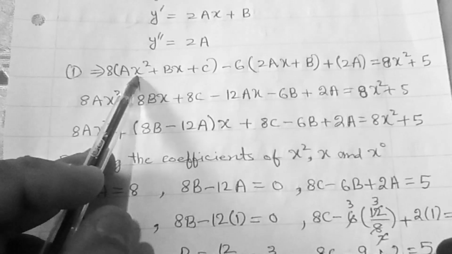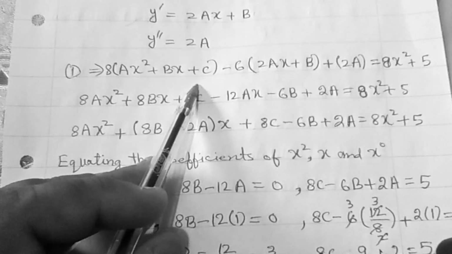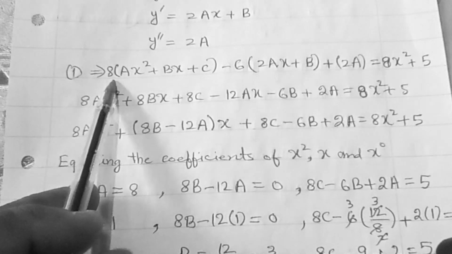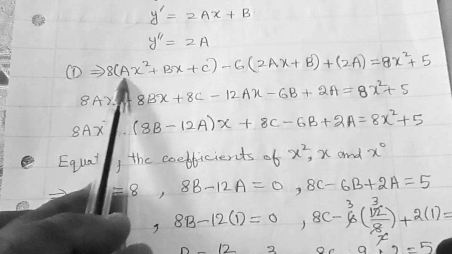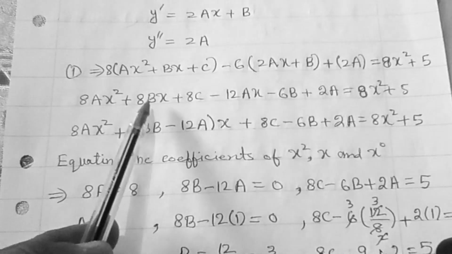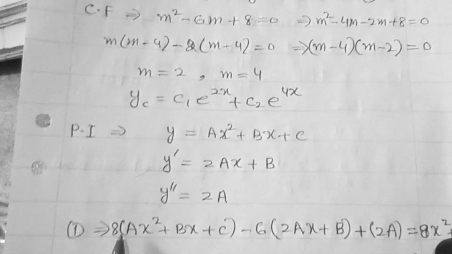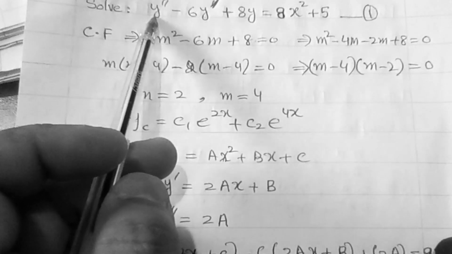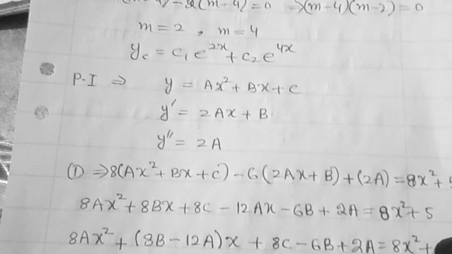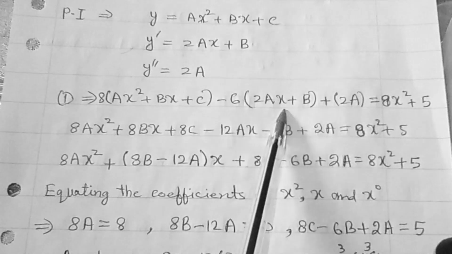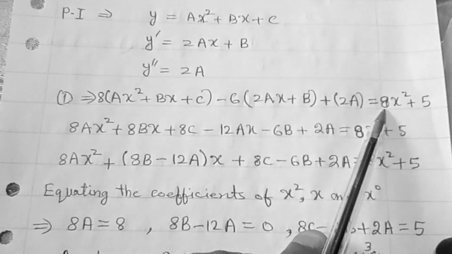So equation number 1 will now be 8 times ax square plus bx plus c. I am writing 8 because this is the value of y, 8y, which is given in the question. The first term in the question is 8y, so 8y minus 6y prime, and in the end y double prime. So I am writing it in such a manner that 8 times the value of y minus 6 times the value of y prime plus y double prime is equal to 8x square plus 5.